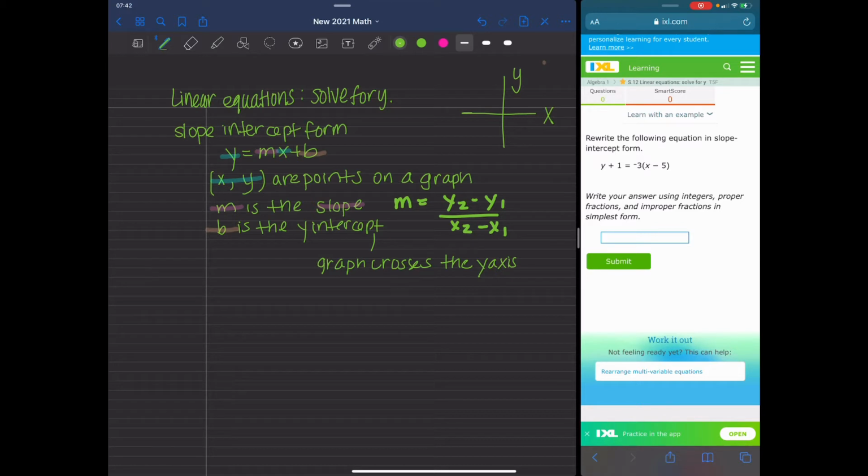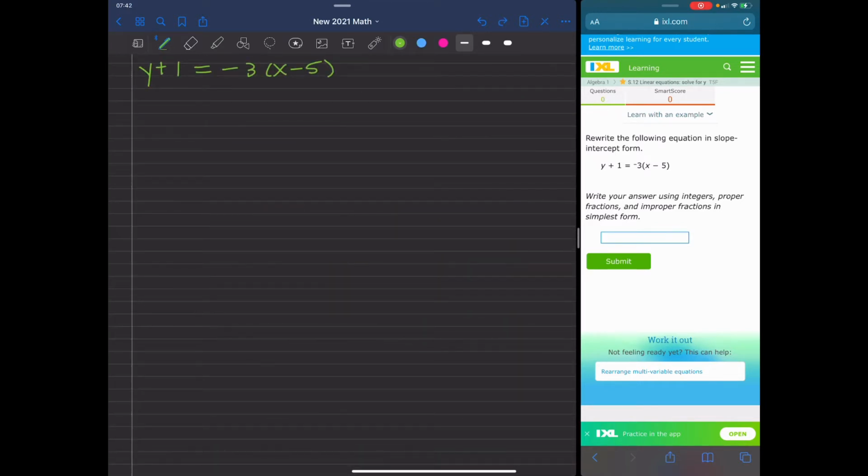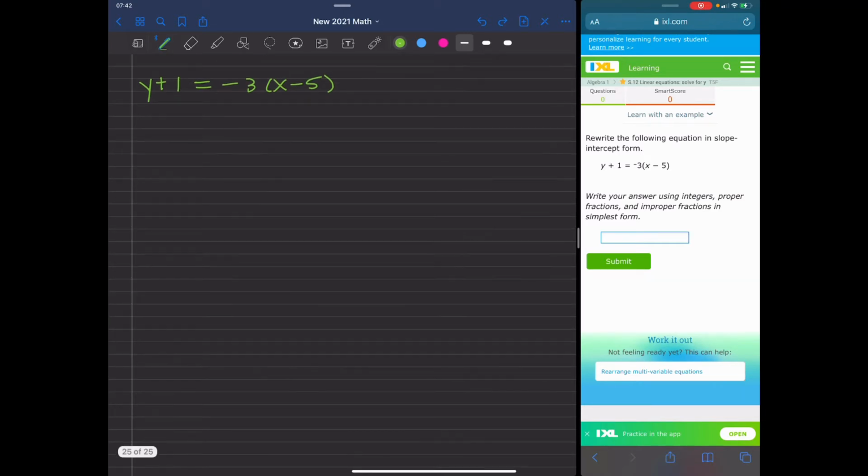All right, so let's go ahead and look at the problem. For the first problem, we have y plus 1 equals negative 3 times 5 minus x. So I want to solve for y. And to do that, we're going to distribute that negative 3 into the parentheses. So when we do that, we're going to say we have negative 3 times x and negative 3 times negative 5. So we're going to get y plus 1 equals negative 3x plus 15.